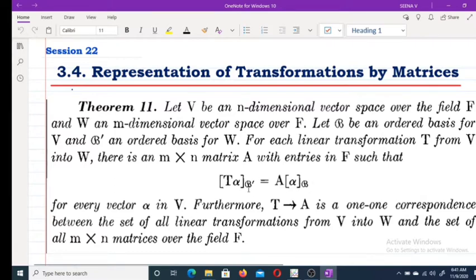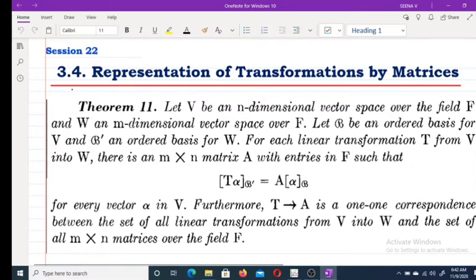So we have to prove for each linear transformation there exists a matrix, and this is true for every vector alpha in V. Now after proving that, we are going to prove furthermore T to A is a one-to-one correspondence between the set of all linear transformations from V into W and the set of all m by n matrices over the field F. So we have to prove there is a one-to-one correspondence between them.